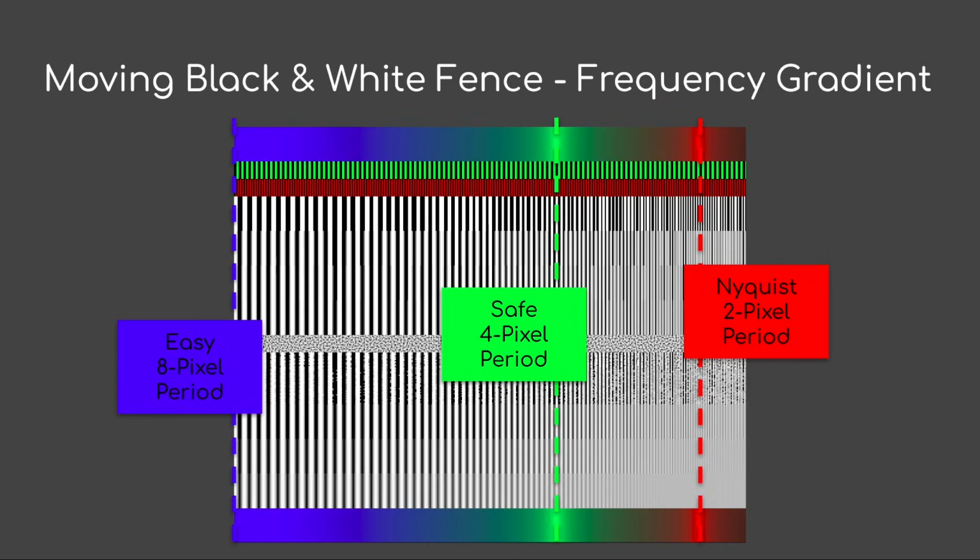This has a moving black and white fence, and there's a frequency gradient. Frequency on the leftmost side is an 8 pixel period. It's very easy to reproduce that at any subpixel position. Then we have a green area in the middle. This is the safe zone. It's a 4 pixel period, also easy to reproduce at any phase. And we have the Nyquist, the 2 pixel period region. That is the red one.